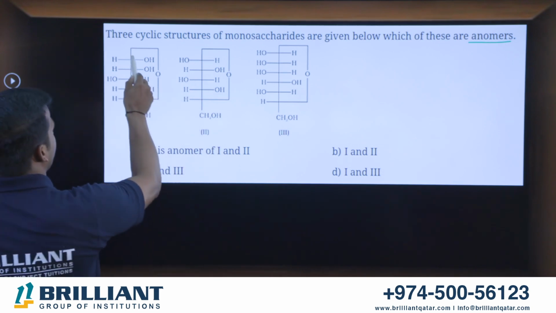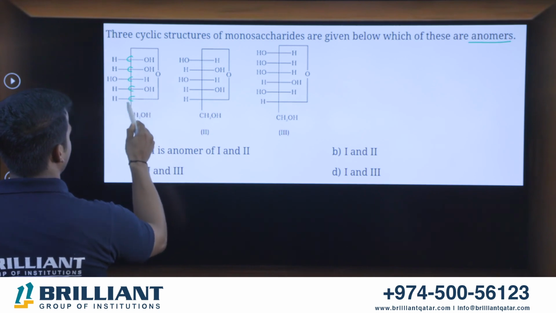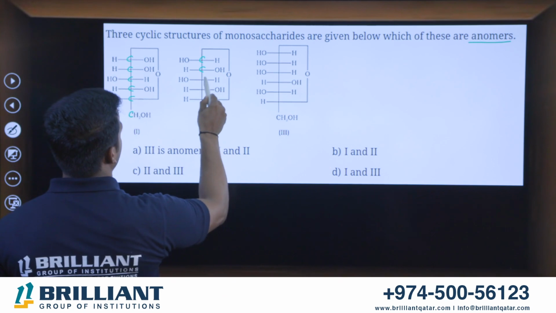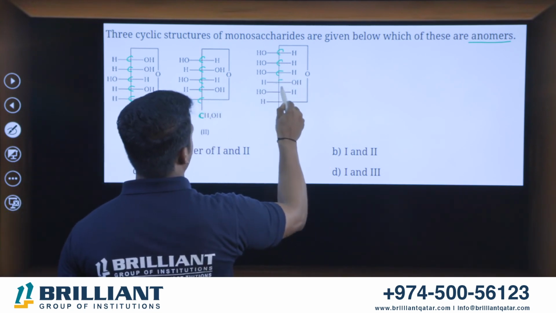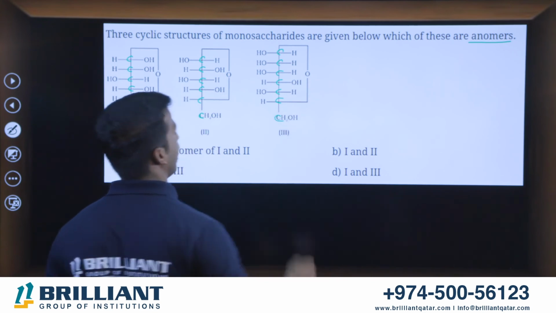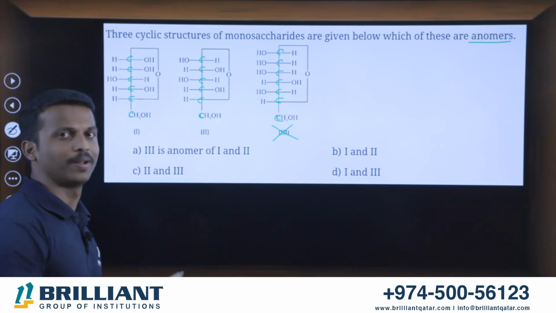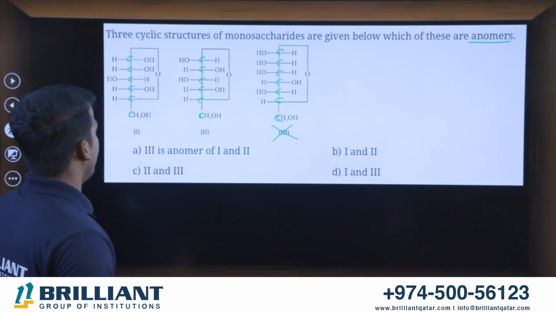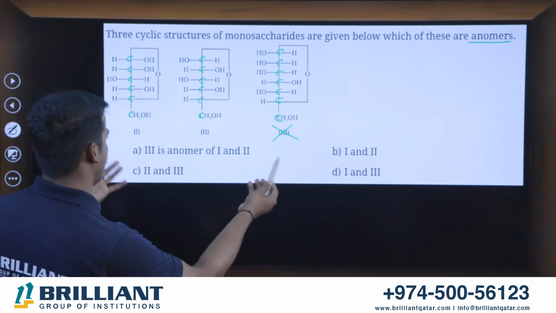See, where is the carbon atom? All these are carbon atoms. So 1, 2, 3, 4, 5, 6. Total 6 carbons are there. What about here? 1, 2, 3, 4, 5, 6. Here 1, 2, 3, 4, 5, 6, 7. Definitely we can cancel option 3, or the compound number 3. Why? Because the molecular formula is not matching. Then 1 and 2, we have to confirm.